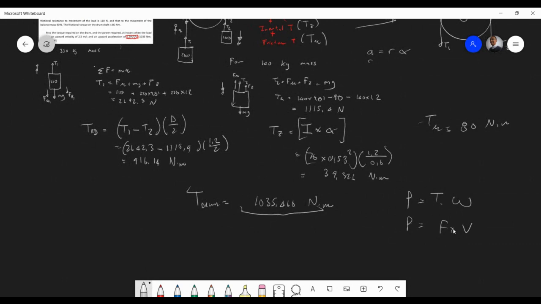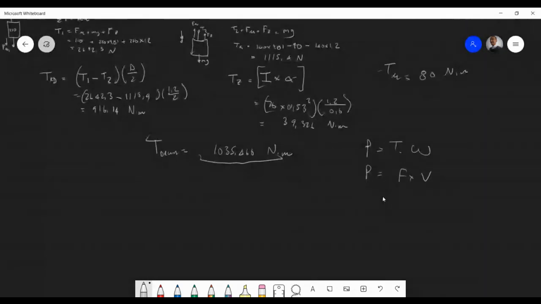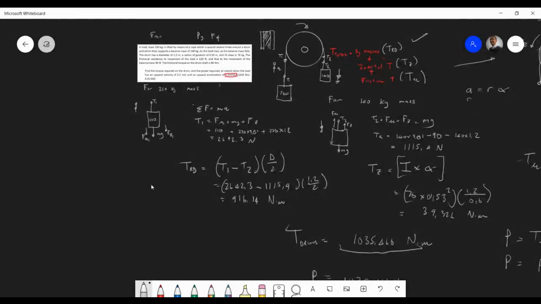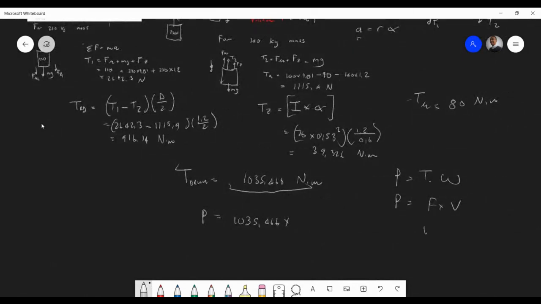But of course, which velocity do you use? So now anyway, the torque is this 1035.466 omega. They gave us our linear speed, if you remember. It's 2.5 meters per second. And we know that V equals omega R. So that's 2.5 divided by 0.6. And if you compute this, you should get 4,3 something.